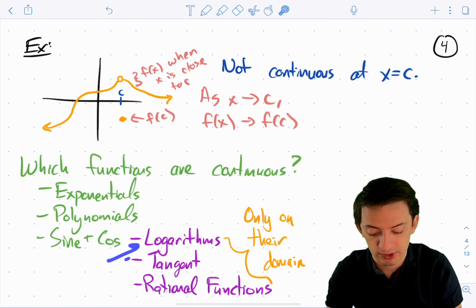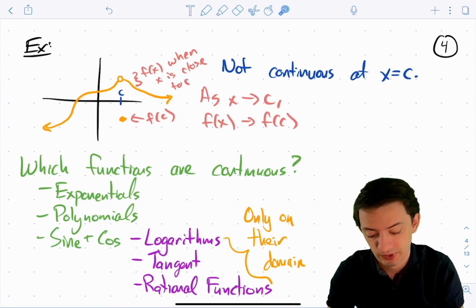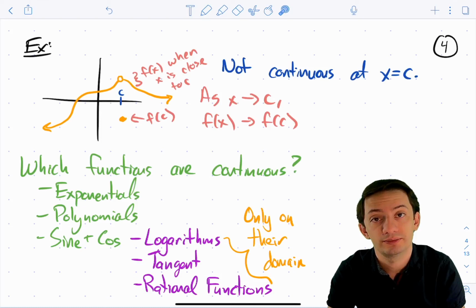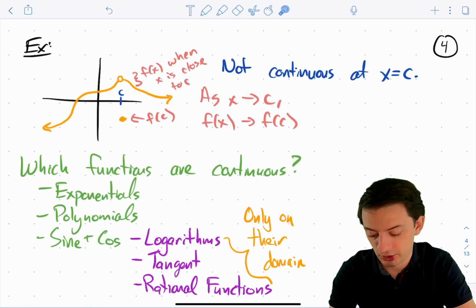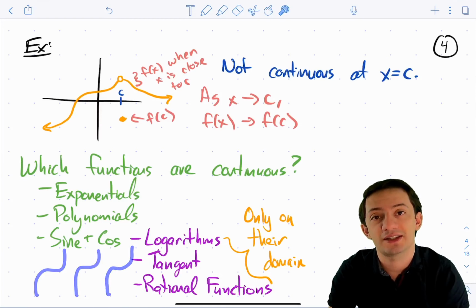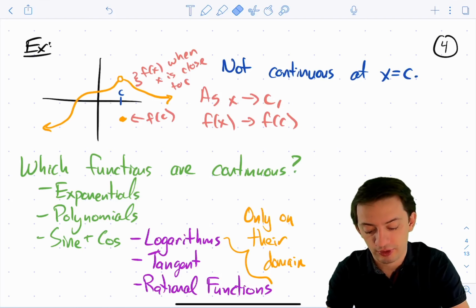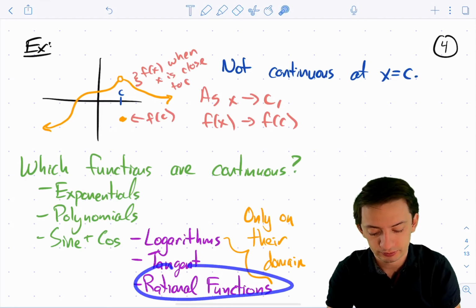For example, logarithms, they don't exist everywhere. They don't exist at 0 or at negative numbers. But everywhere they do exist, they're continuous. Same with the tangent function. Tangent had a bunch of vertical asymptotes, but in the middle kind of looked like this and repeated over and over again. Everywhere that exists, it's continuous. And same with rational functions, like 1 over x.